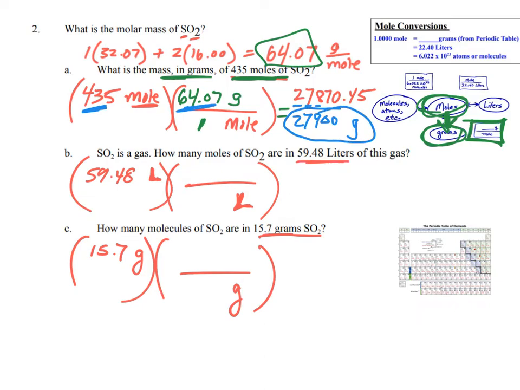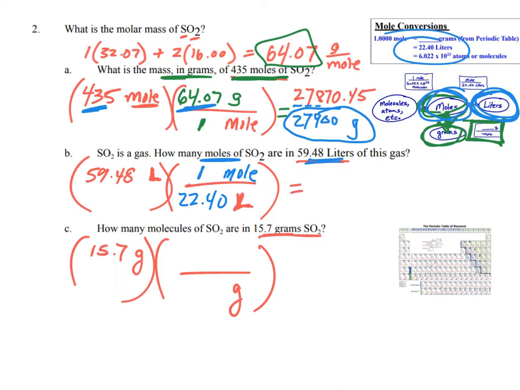All right, question B. I'm starting with liters. I want to find moles. On the chart over here, I'm starting with liters and I want to have moles. I need one step. And if I'm going to end with moles, that's going to go on the top. What do I put in the blanks? This is where the 22.4 comes in. 22.40 liters, 1 mole.